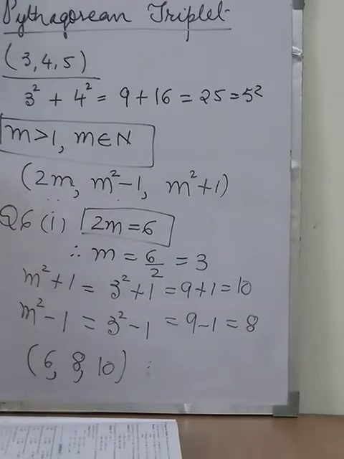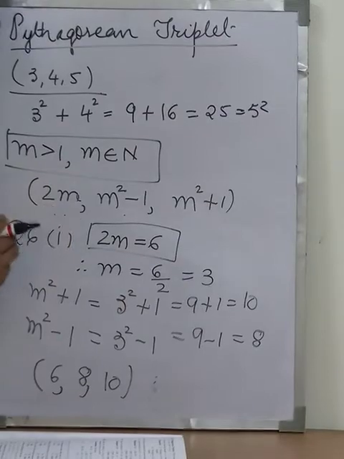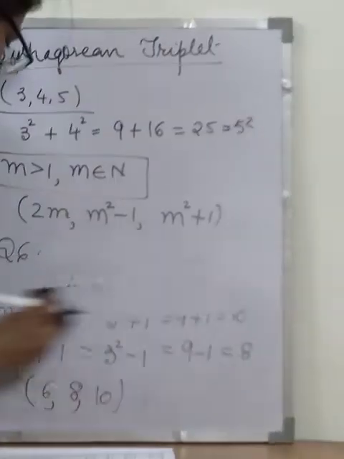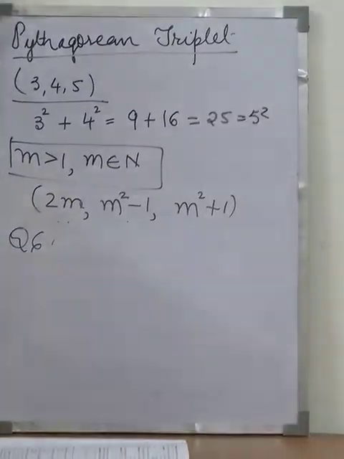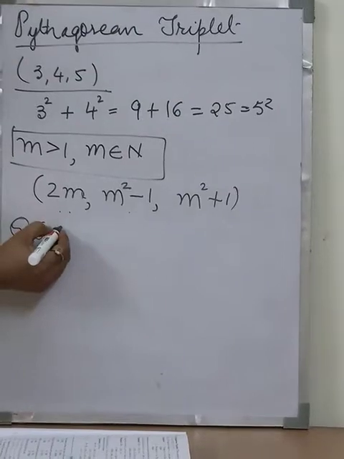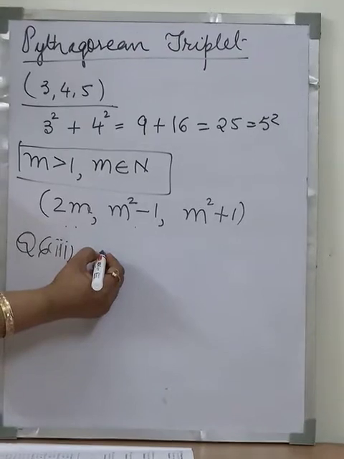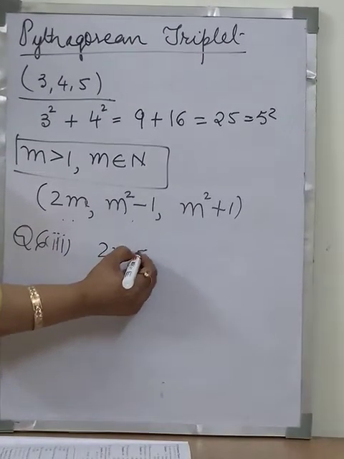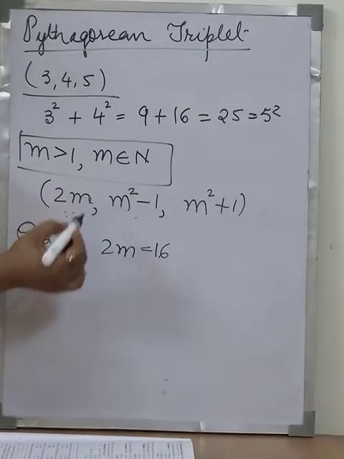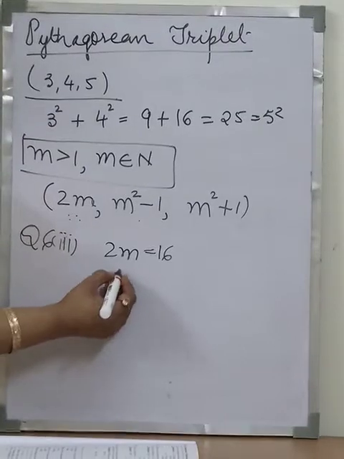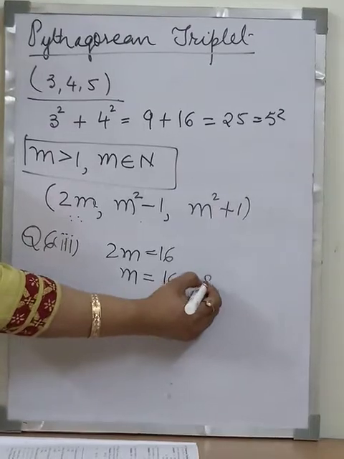I discussed one more part of question number 6 with you. I discuss the third part. What is given in the third part? Smallest number is 16. That means 2m is equal to 16. The moment they say smallest number, which is smallest among these three, that is 2m. So 2m is equal to 16, m is equal to 16 by 2, that becomes 8.